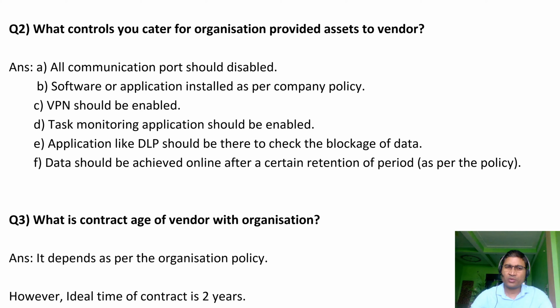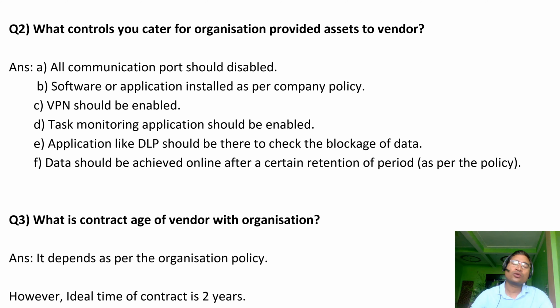For the task monitoring application, we have CyberArk. CyberArk can monitor each and every step, that is, what particular activity is being performed by the vendors on the assets. Next, an application like DLP should be there to check the blockage of data. What is DLP? DLP is data leakage prevention. That means the assets given to the associates for a particular purpose should be used for that data only.